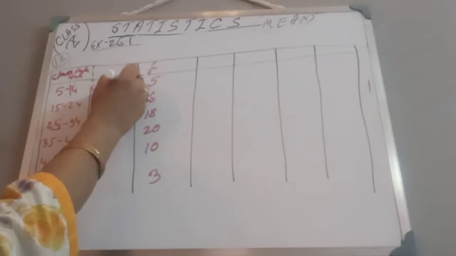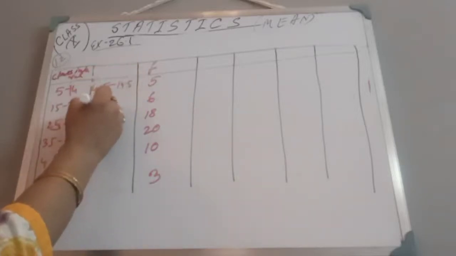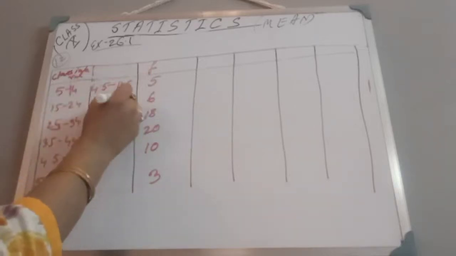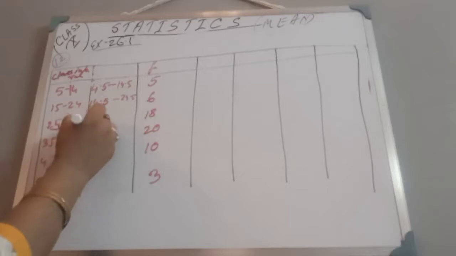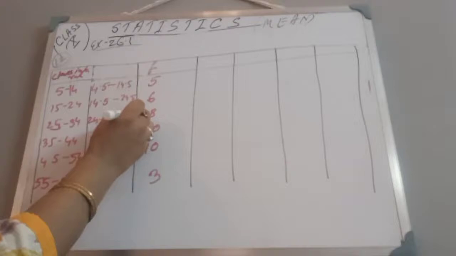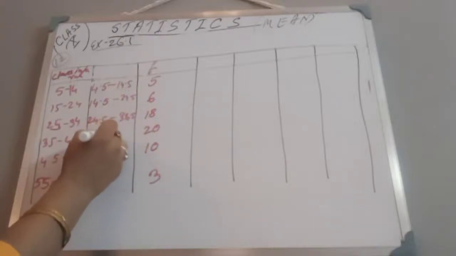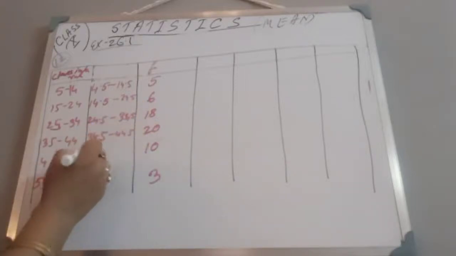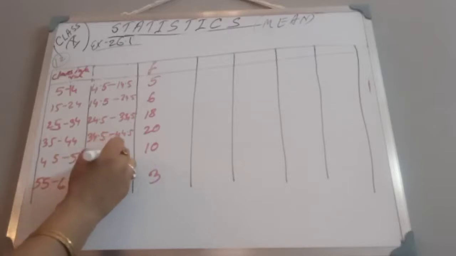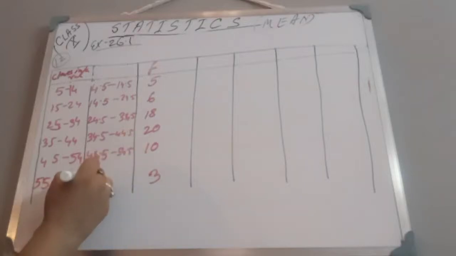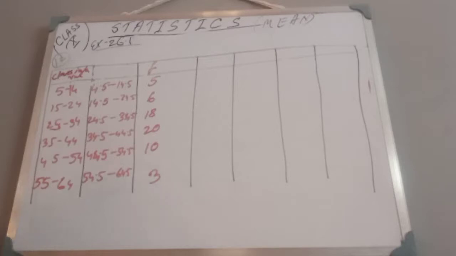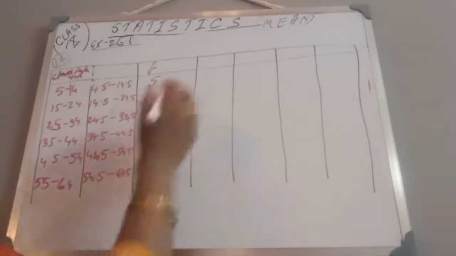Same thing will happen here. So it will be 0.5 less, 14.5 to 0.5 more, 24.5. 0.5 less, 24.5, 0.5 more, 34.5. 0.5 less, 34.5, 0.5 more, 44.5. 0.5 less, so 44.5 to 54.5. Next 0.5 less, 54.5 to 64.5, 0.5 more. Now we have to find the class mark.